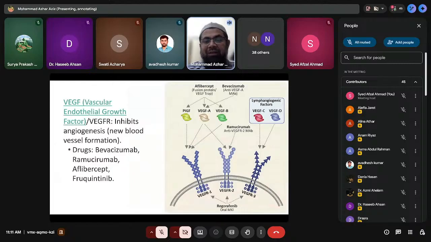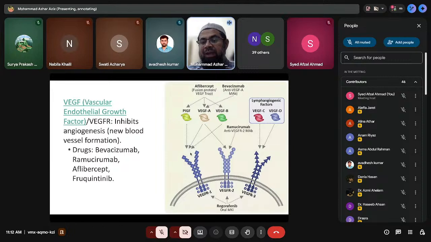Then we have another pathway, the vascular endothelial growth factor pathway. This helps in the building of new blood vessels. There are three types of receptors here: VEGFR receptor 1, receptor 2, and receptor 3. So they have developed antibodies to block these as well. There are different drugs targeting different parts. Aflibercept disrupts all three ligands. Bevacizumab goes against VEGF-A, which is the ligand here.